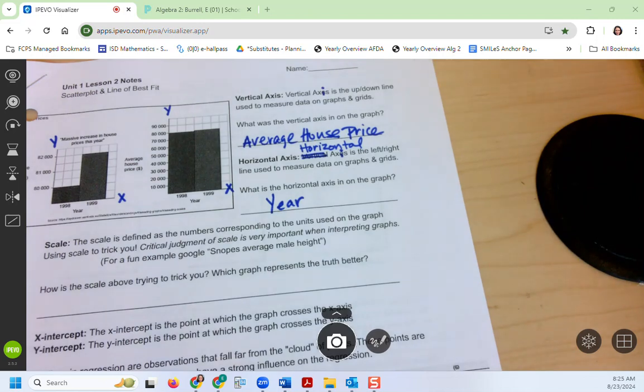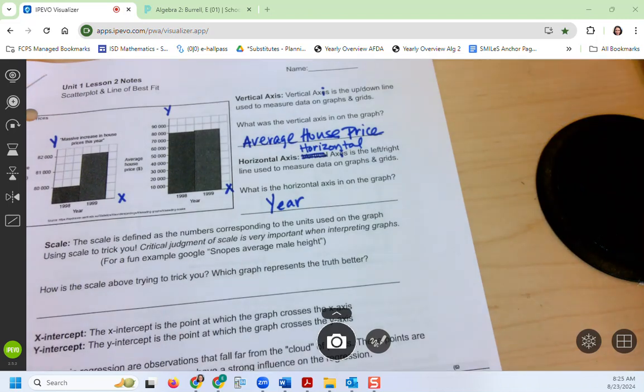Okay, the scale. The scale is defined as the numbers corresponding to the units used on the graph. And sometimes scale is used to make a misleading graph. So if you look at these two graphs, they're actually showing the same data set. Can you see that? So I want you to talk to your group now. Which of those two graphs is trying to trick you?